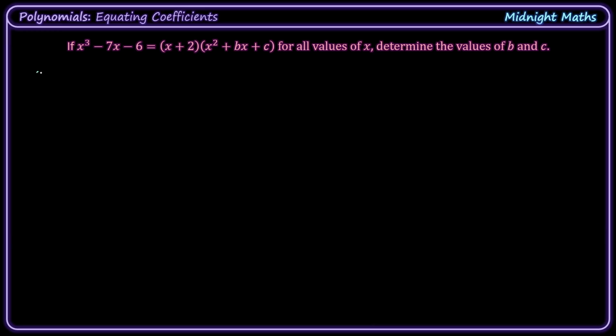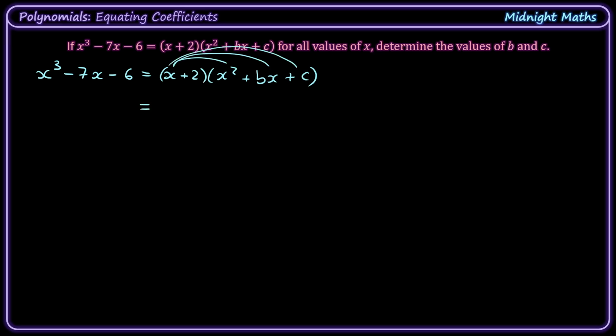Let's begin. I'm going to write out the equation first. Now, I'm going to expand this out because I need to have my terms all fully separate, so that I can look at them separately and equate the coefficients. So I'm going to need to expand these brackets out. I'm going to do it like this first.